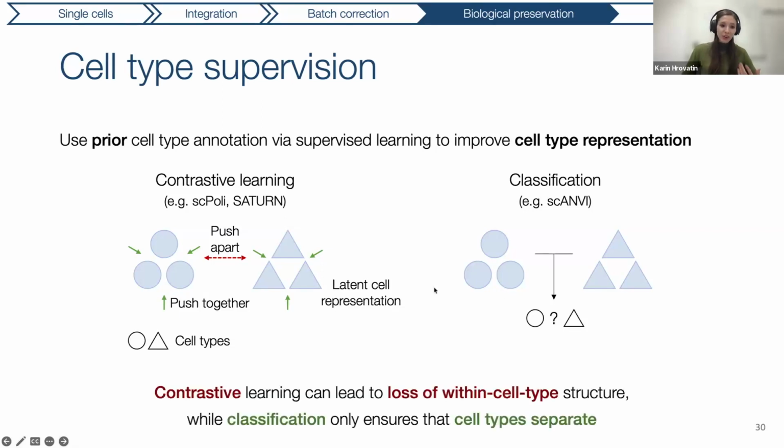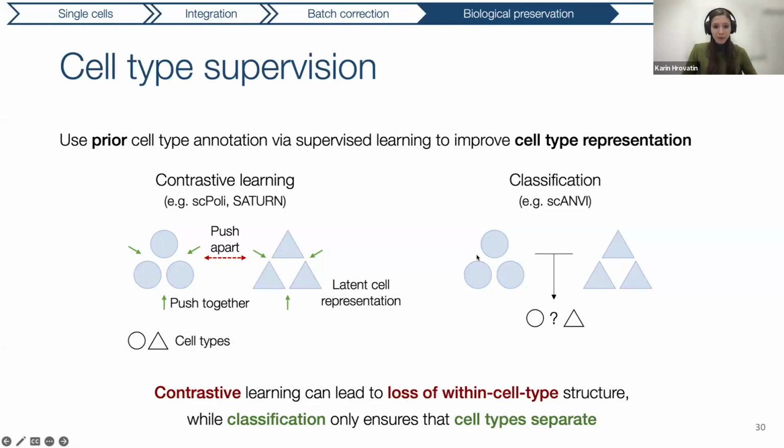Now, one issue that occurs in contrastive learning is that the cells within a cell type are pushed together, which means that we can actually destroy within cell type information, especially if our biological variation is present at a cell type resolution that is finer than what we have available for supervision. Basically, everything is pushed together, although it might not necessarily be biologically meaningful. On the other hand, in classification, we only want to make sure that the cell types separate nicely. Therefore, we're not disturbing the within cell type structure in any way.